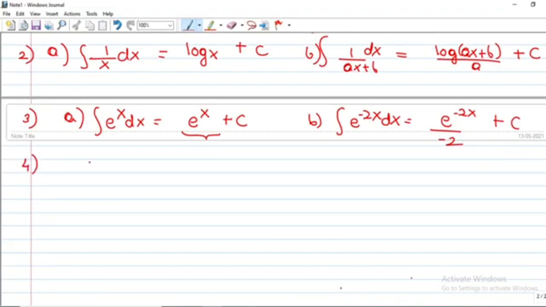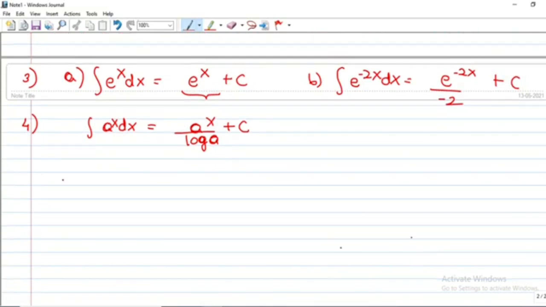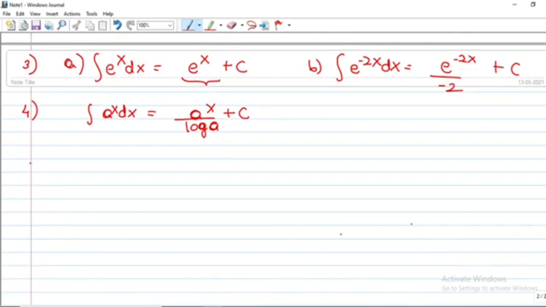Now, the fourth formula is integral a power x dx, which is nothing but a power x the whole upon log a, plus c. After this we will not take examples on this. Now some standard formulas will appear, which will have chain rule, but for the timing we will just understand them. So integral sin x dx, its answer is very straightforward, minus cos x plus c.